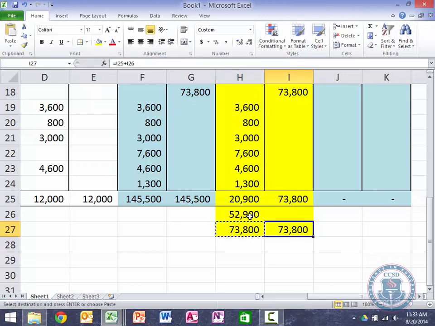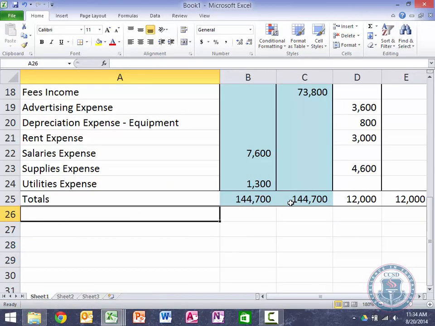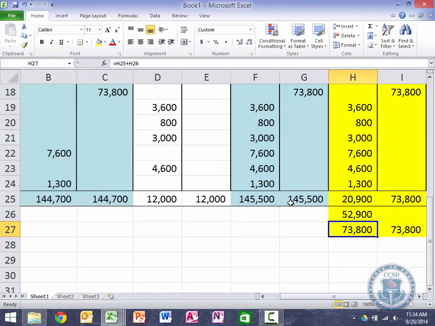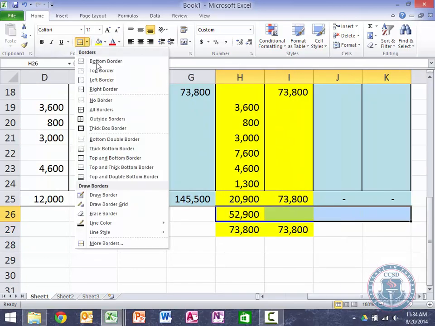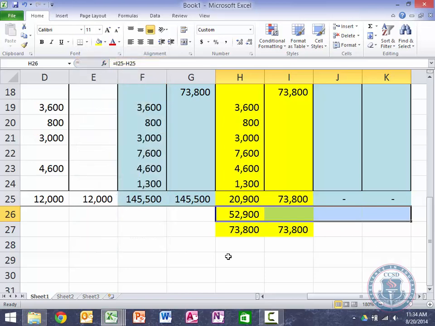All I'm going to do is copy and paste this over. It just moves the same formula. It's going to add everything above it, these two together, but they equal now. All the way over here, I'm going to put net income. You don't even need to put anything past there. So we have net income. I'm going to draw another line, a bottom border, and a double border right here.